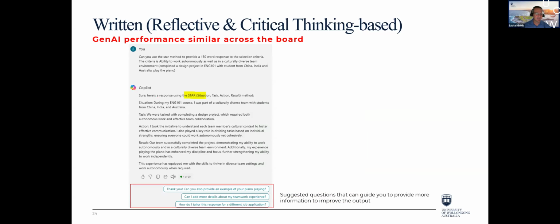Now, I want to provide some quick examples. One here is of Copilot. If you tell it to use a specific method to answer selection criteria, it can do that pretty well. And something that Copilot is good at is that it can actually give you multiple suggestions to think about and improve your output.